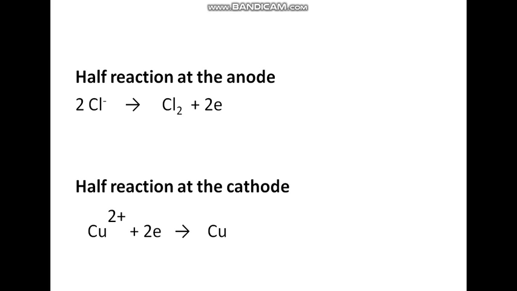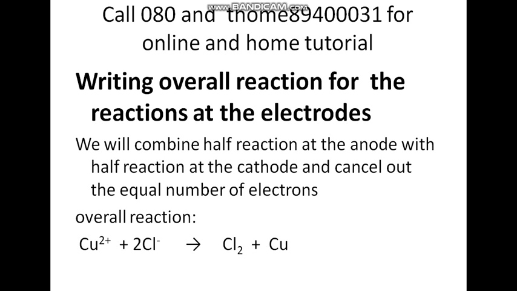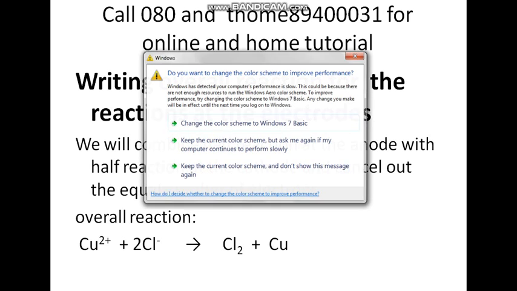Thus, the overall reaction is 2 moles of chloride ion plus 1 mole of copper ion to give 1 mole of copper element plus 1 mole of chlorine gas. What are the products of electrolysis of concentrated copper 2 chloride solution using graphite electrode? Copper is deposited at the cathode and chlorine gas is discharged at the anode.